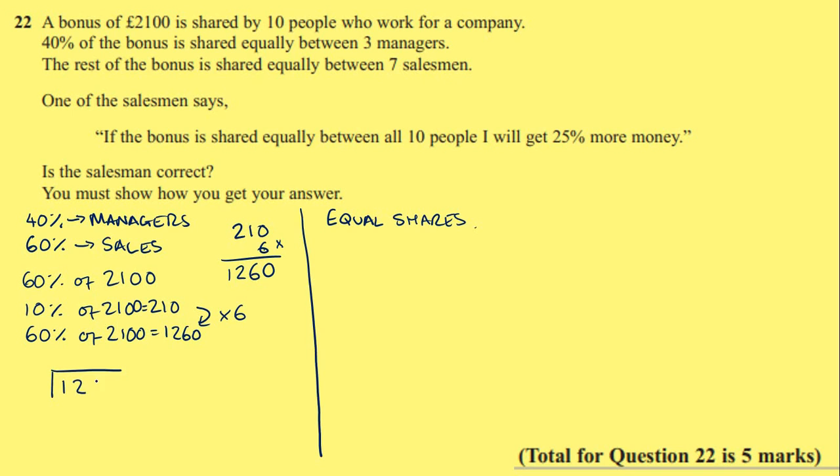So how much does one salesman get? Well, he gets 1/7 of 1,260, so we're going to divide by 7. 7s into 1 don't go. 7s into 12 go once, remainder 5. 7s into 56 go 8 times, and 7s into 0 go 0 times. And so each salesperson gets £180 each. Now if it was equal shares, there's £2,100 just divided amongst 10 people, which is £210. Now he definitely gets more.